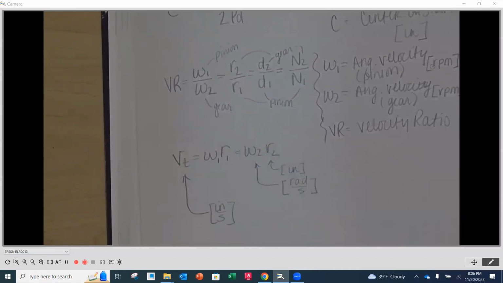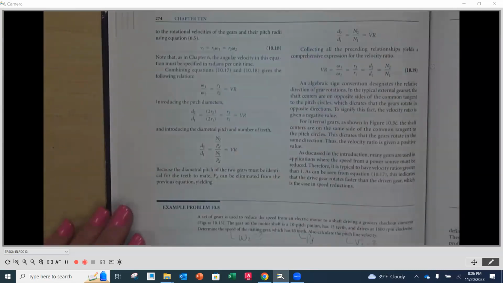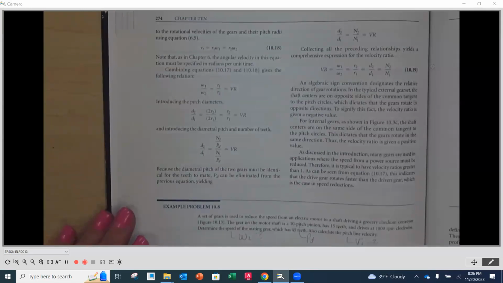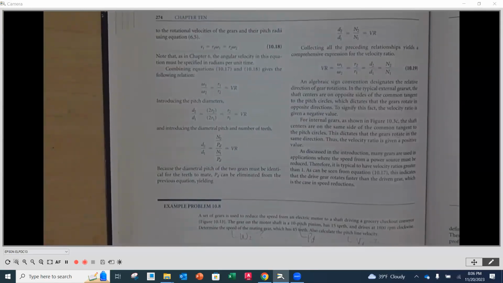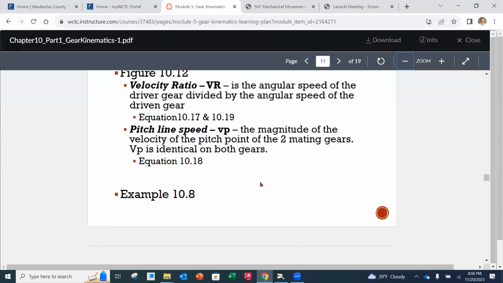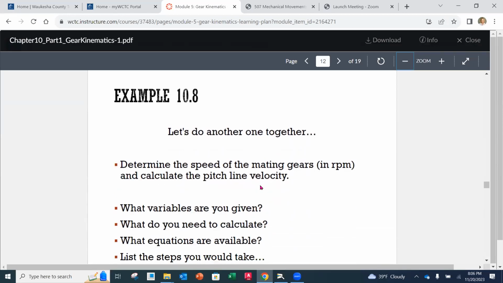Okay. Now, pitch line speed. Any questions about that? All right. So reapplication of something that we already know. So now we are ready to look at our next application. Okay. So example 10.8. We're going to do this one together again.